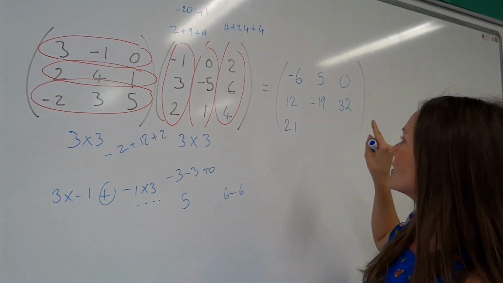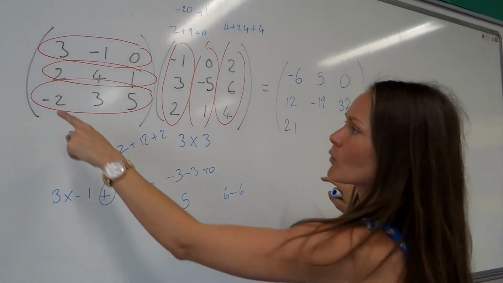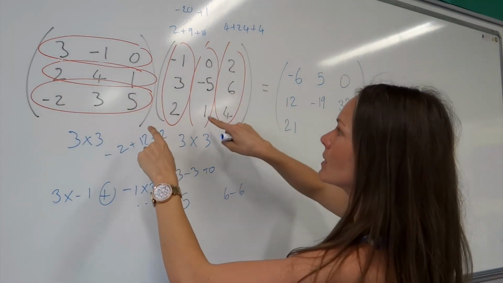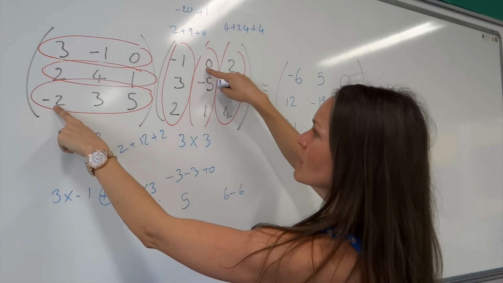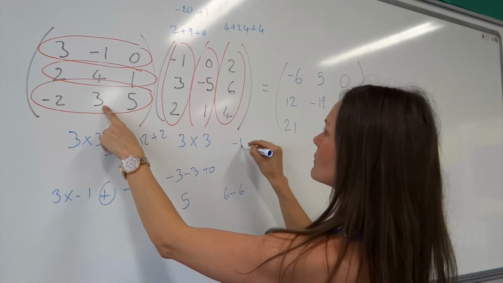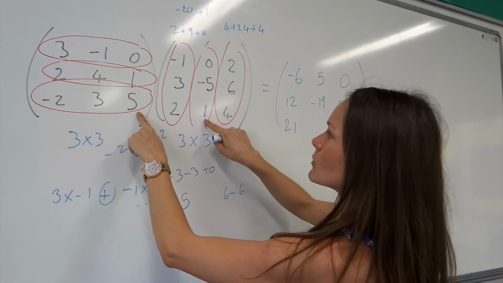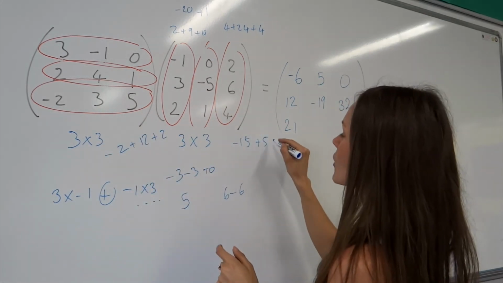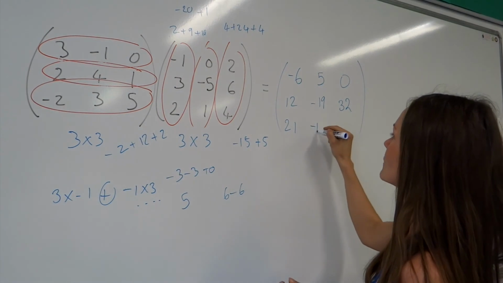Nearly done. Okay, so the bottom middle. So we've got the bottom row and the middle column. So minus 2 times 0, well that's just 0. 3 times minus 5 is minus 15. And 5 times 1, which is 5. So that simplifies to negative 10.